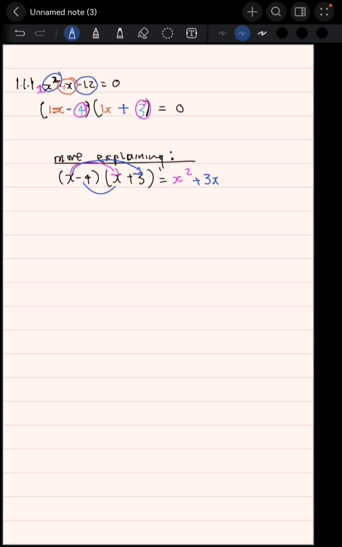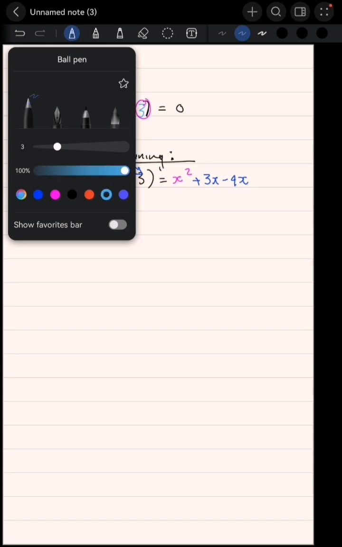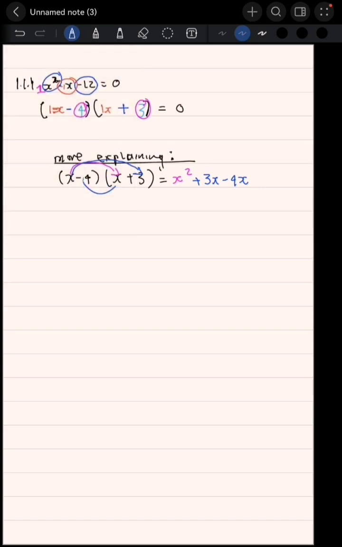This is minus 4. So you take minus 4, you multiply it with x. Please take note of this sign. This is where many students mess up. Do not leave the sign behind. It's minus 4 multiplied by x, not 4 multiplied by x. So minus 4 multiplied by x is going to be minus 4x. Lastly, you take the minus 4, you multiply it with positive 3. When you take minus 4, you multiply it with positive 3, you get minus 12.